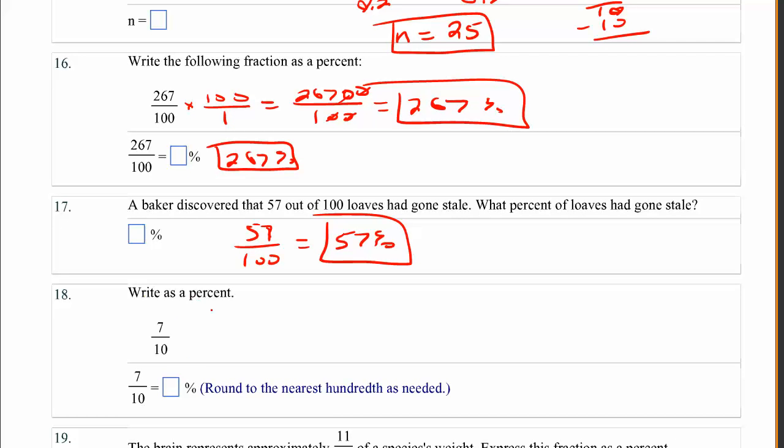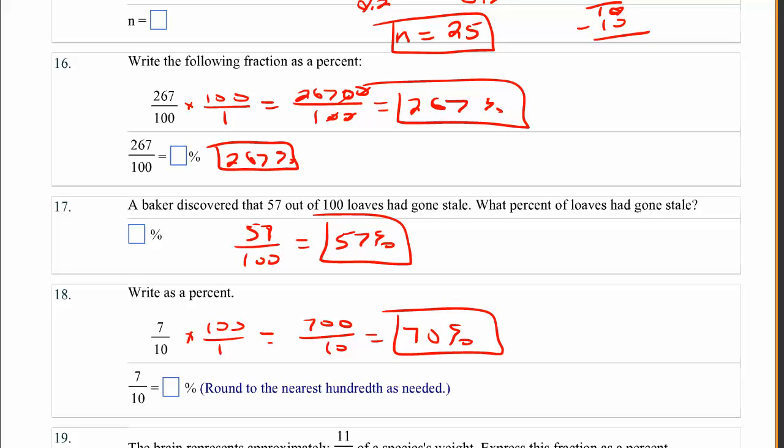So again, I want to write this one as a percent. Now this is not already over 100, so I'm going to multiply by 100 over 1. Because I can change any regular number into percent by multiplying by 100. So 7 times 100 is 700. 10 times 1 is 10. Now simplify this. 700 divided by 10 is 70. So 7 over 10 is the same thing as 70%.